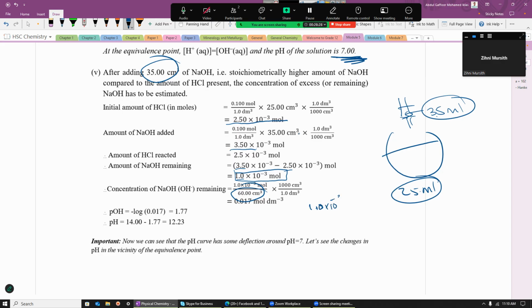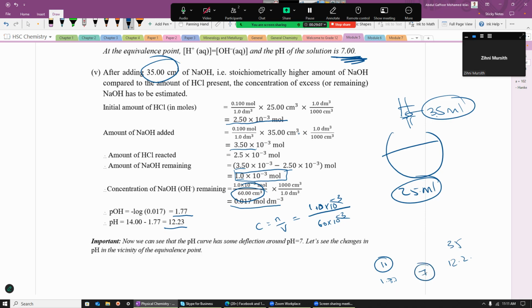So 1.0 into 10 power minus 3. Now C is equal to n over V, that is equal to 1 into 10 power minus 3 divided by 60 into 10 power minus 3. So if you simplify this, it should be 0.017. Now if you know the OH minus concentration, you can find out the pOH, that is 1.77, and subtract it from 14 and get 12.23. Now tell me, if you added 10 milliliter, the pH is 1.37, and if you added 35, it has become 12.23, and in between we have 7, right?